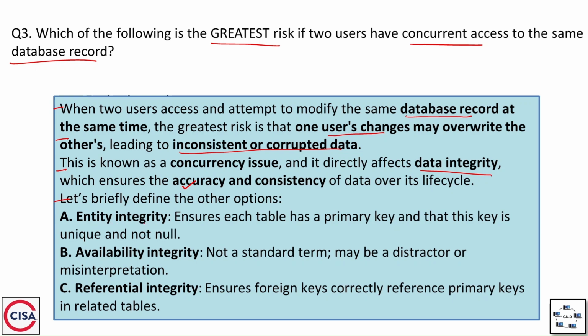Option A, entity integrity, ensures each table has a primary key and that this key is unique and not null. Option B, availability integrity, is not a standard term, and may be a distractor or misinterpretation. Option C, referential integrity, ensures foreign keys correctly reference primary keys in related tables.